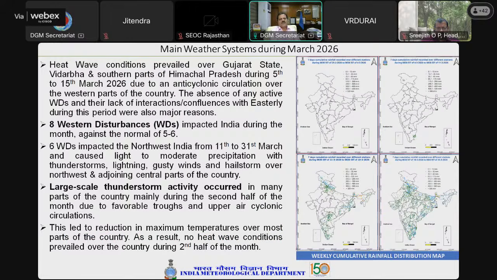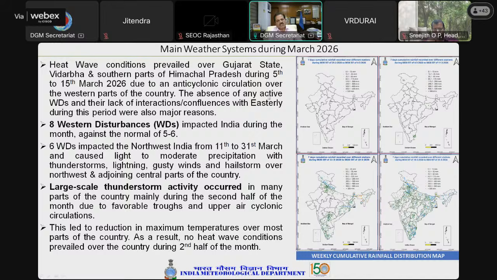Now, if you look at the various types of significant weather that occurred in the month of March, this is the heat wave condition which prevailed over Vidarbha and southern parts of Himachal Pradesh on 5th to 15th. It was mainly because of the subsidence of air in association with anticyclonic circulation, and also the absence of western disturbances during the first 15 days of the month. There was lack of interaction, and hence less rainfall activity, leading to the rise in temperature.